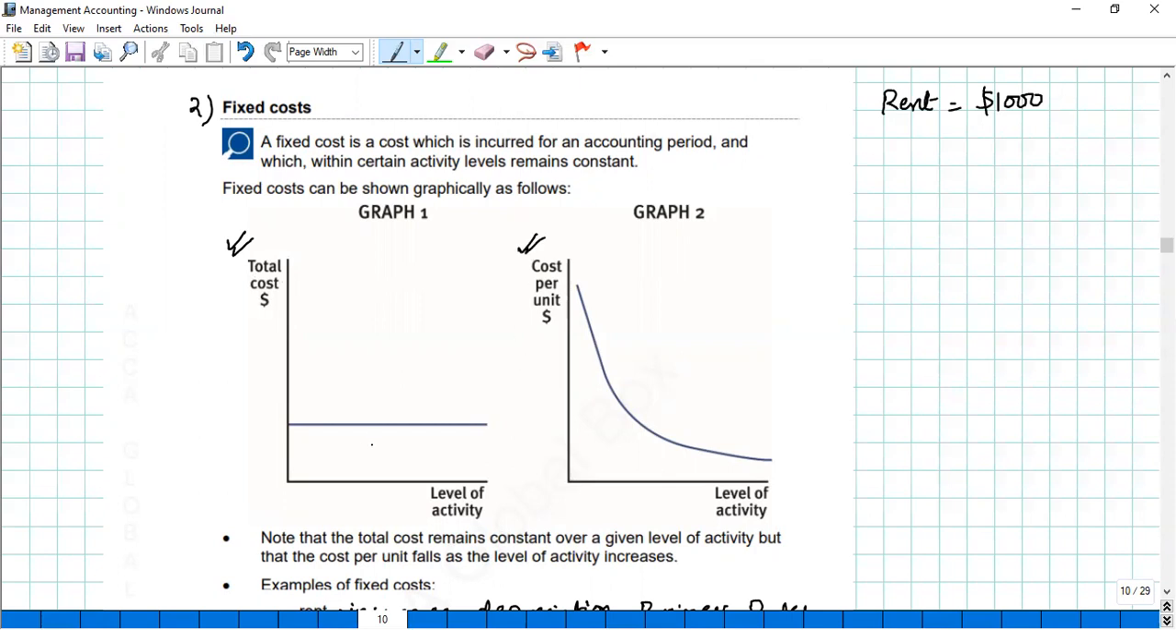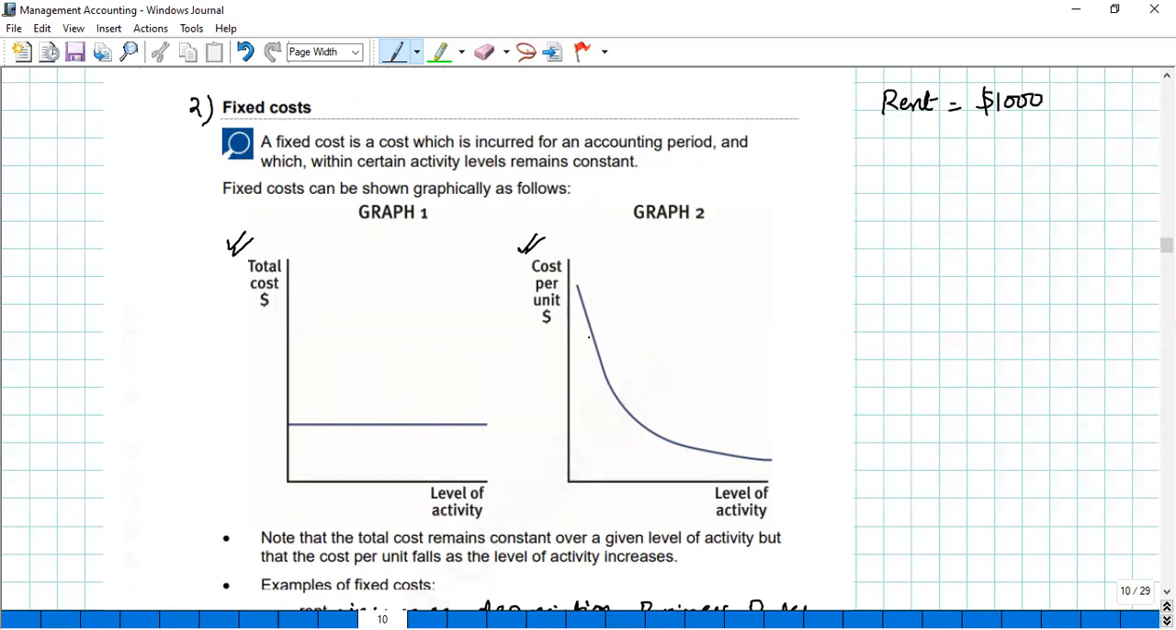Now total fixed cost, you can clearly see that it is again a straight line graph, identical to the variable cost per unit graph. So it is simply reflecting that, regardless of level of activity, you have to incur that cost, and that cost is the same. So this is the graphical representation of total fixed cost.